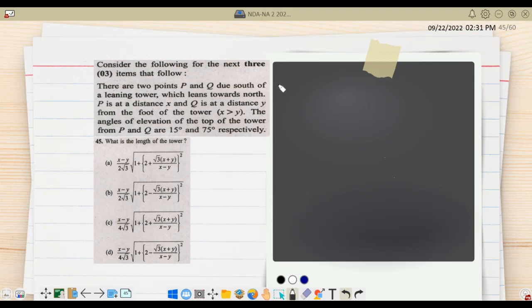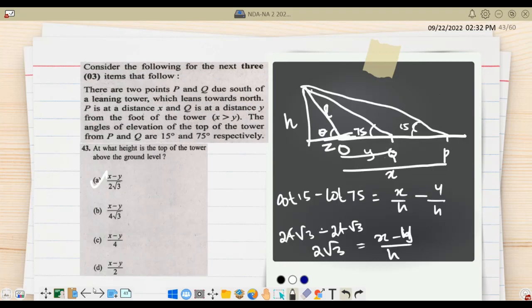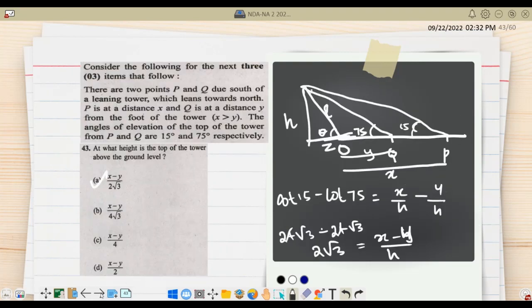So what is the question? What is the length of the tower? We need the value of L. So we need to involve L in our equations. So we're going to use sine. Sine function, that is sine theta is equal to opposite by hypotenuse, h by L. Okay, so we're going to use that.